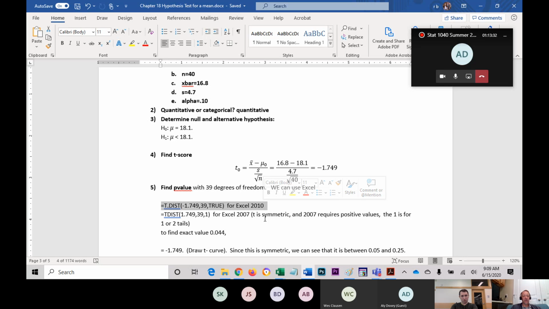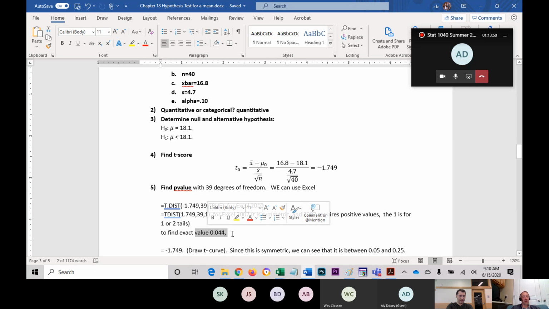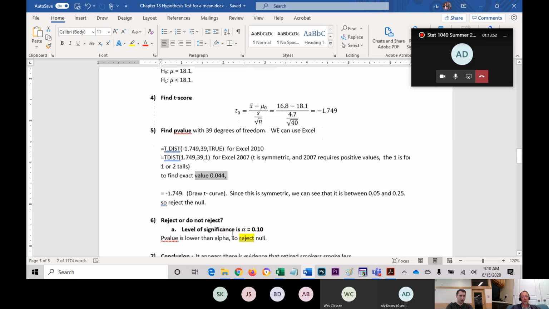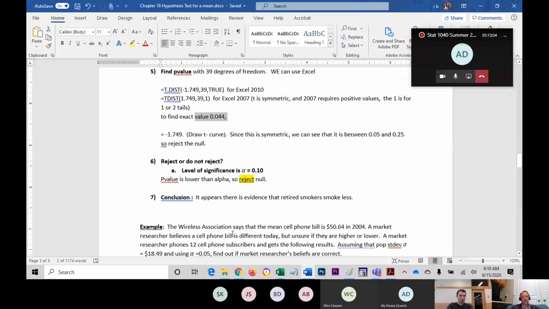It's T.DIST. You'd put in your t-score of negative 1.749, 39 degrees of freedom, and TRUE, and you would get an exact value of 0.044, which is in between 2.5% and 5%. Okay. All right.